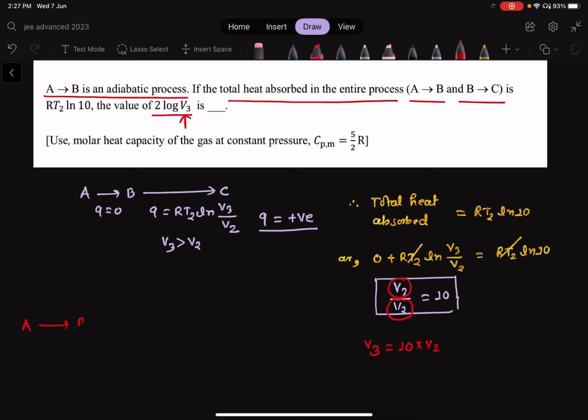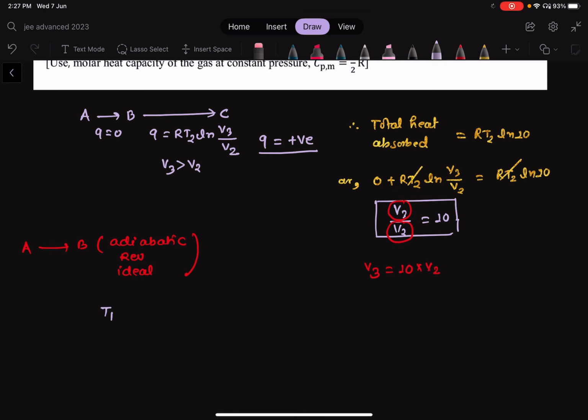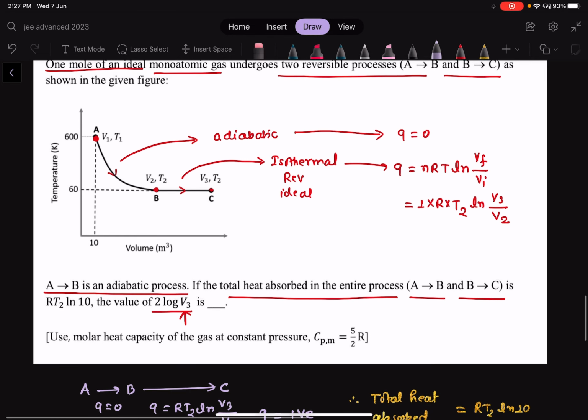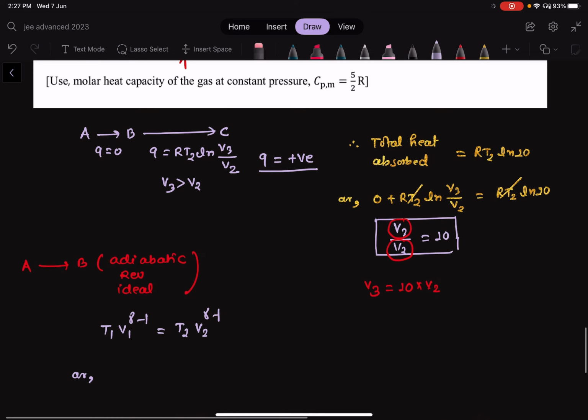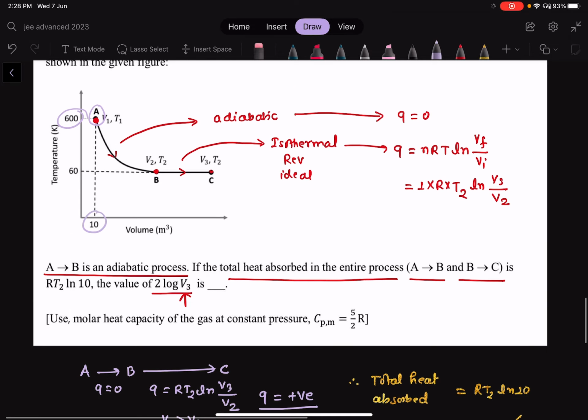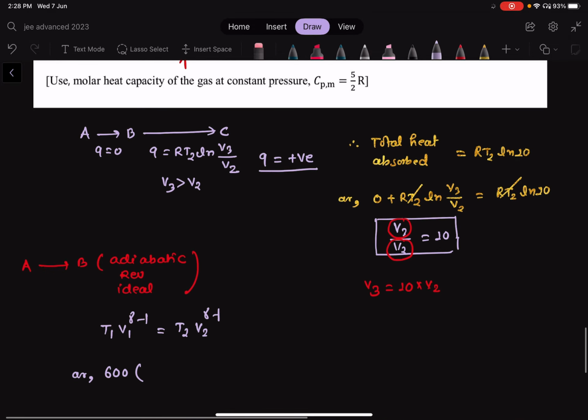A to B is an adiabatic process. It is a reversible process and involves an ideal gas. Since all these three conditions are satisfied, we can use this particular formula: T1 V1 to the power gamma minus 1 is equal to T2 V2 to the power gamma minus 1. And what is the temperature from A to B? Initial temperature, at the point A, is given as 600. So we can use the value of 600 here. Initial volume is given as 10 meter cube, so that 10 meter cube you can use.